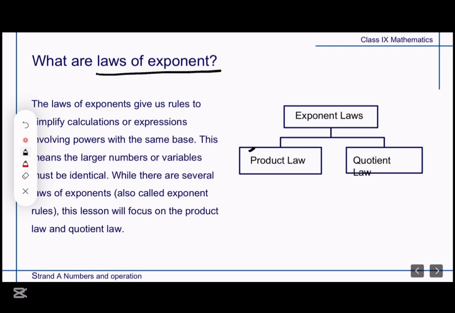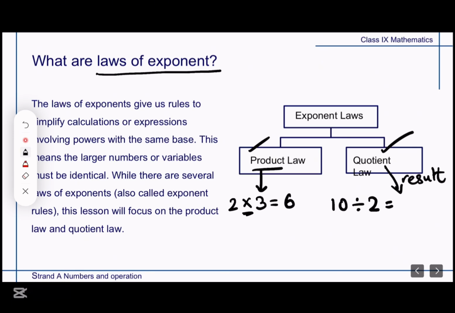In this lesson, we will talk about product law and quotient law. Now, before going to what exactly those laws are, let's talk about product. What do you mean by product? When I multiply 2 times 3, for example, the product we get is 6. So product is the result when you multiply. Similarly, quotient is also a result, but the result when you divide. So let's say 10 divided by 2. The quotient is 5. So quotient is the result when you divide. Product is the result when you multiply.